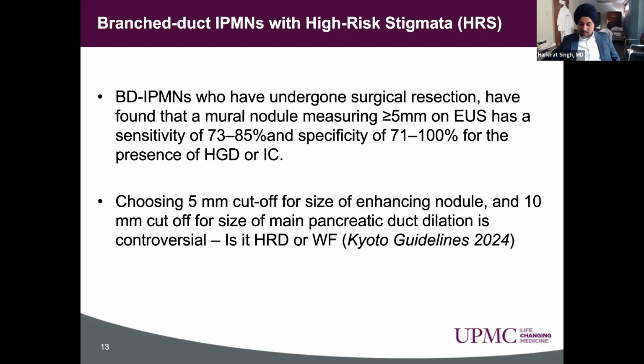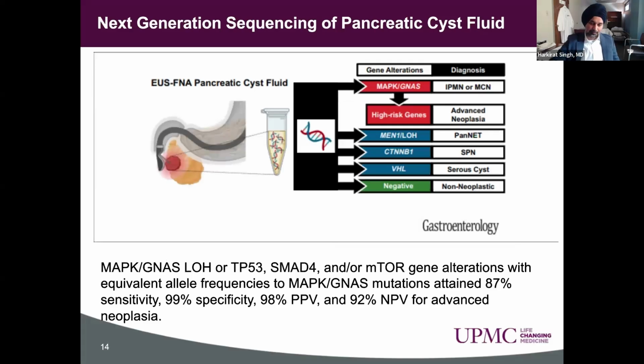Second high risk was an enhancing nodule, 5 or more millimeters in size. The sensitivity of that finding for presence of advanced neoplasia is almost 73 to 85%. Recently, there has been some controversy, and the most recent updated guidelines suggest that maybe 5 millimeters is a bit of a lower cutoff that we're going for, and it should be 10 millimeters. But we still need more data to absolutely say that. But for now, a 5 millimeter enhancing nodule within a cyst is considered a high risk stigmata.